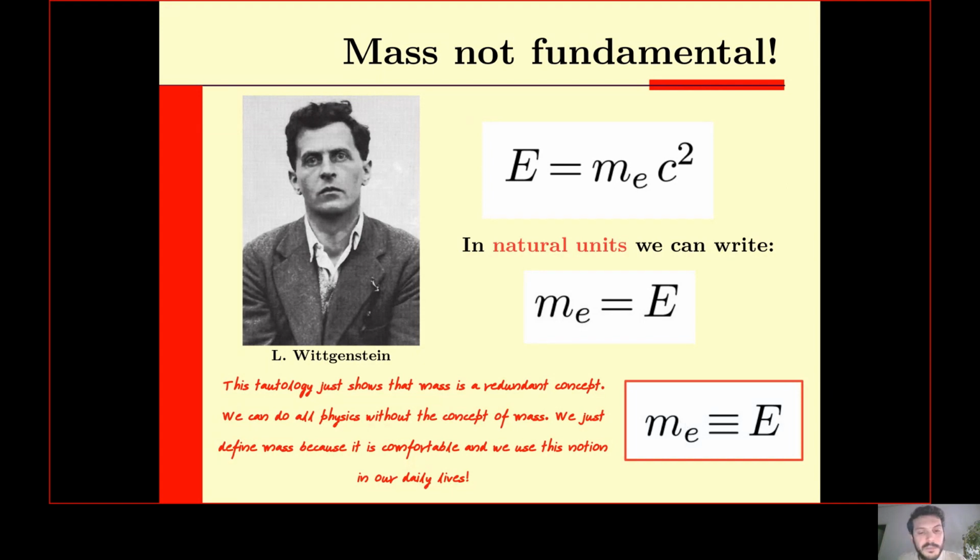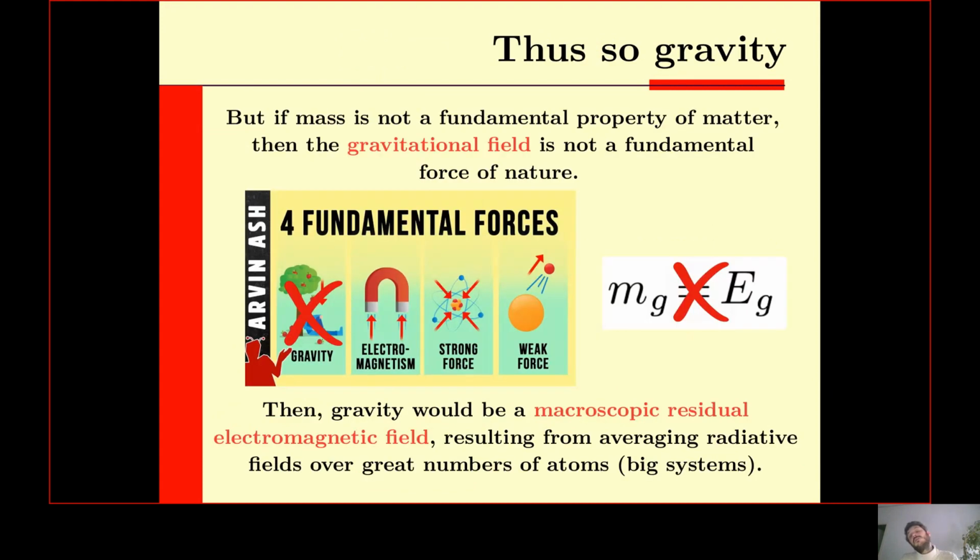So our theory of fundamental particles and fundamental physics should be done without saying anything about mass, because we do not need that concept, despite it's useful. But if mass is not fundamental, there is a corollary to that. Because the gravitational force comes from mass as a property, in the general law of gravitation, then the gravitational field is not a fundamental force of nature.